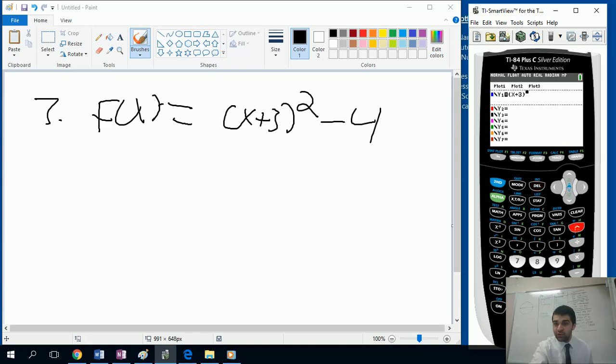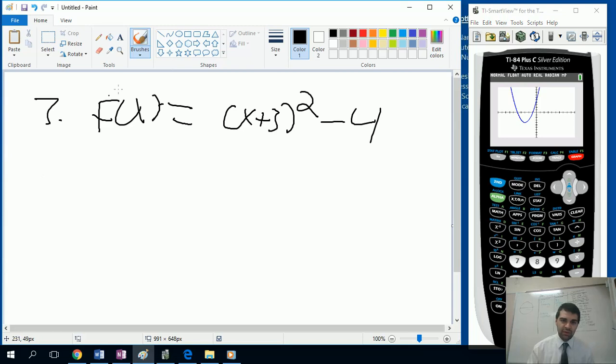A calculator faux pas on Mr. Law's part. x plus 3 squared minus 4. Graph that function. Alright, check this out. We have our parabola, and notice the vertex of this parabola is going to be negative 3, negative 4.